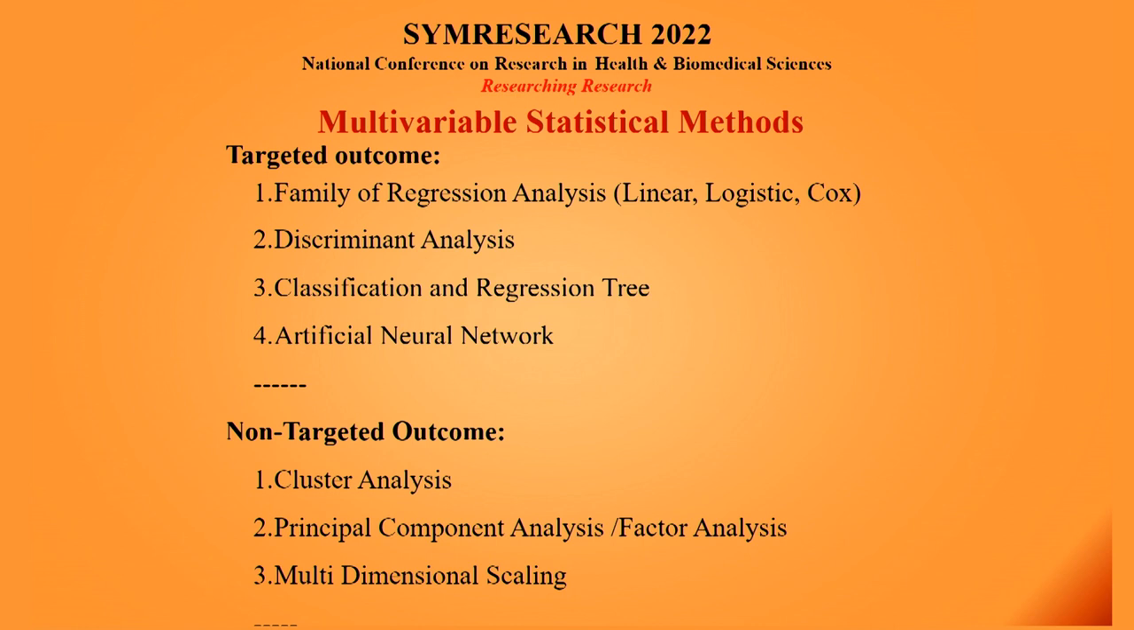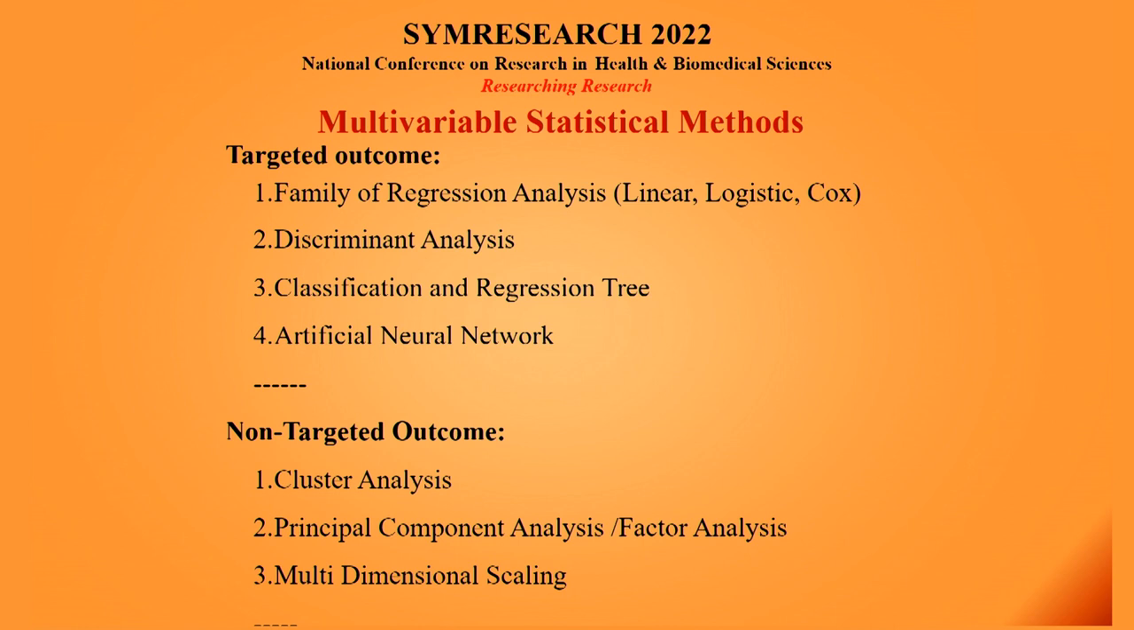In the regression part, in the multivariable part, you have two kinds of methods. One is where you have a targeted outcome, that means a predefined dependent variable, right? And the other category of methods has a non-targeted outcome. You don't have a dependent variable. For example, in cluster analysis there is no target variable, so they come under these kinds of methods.